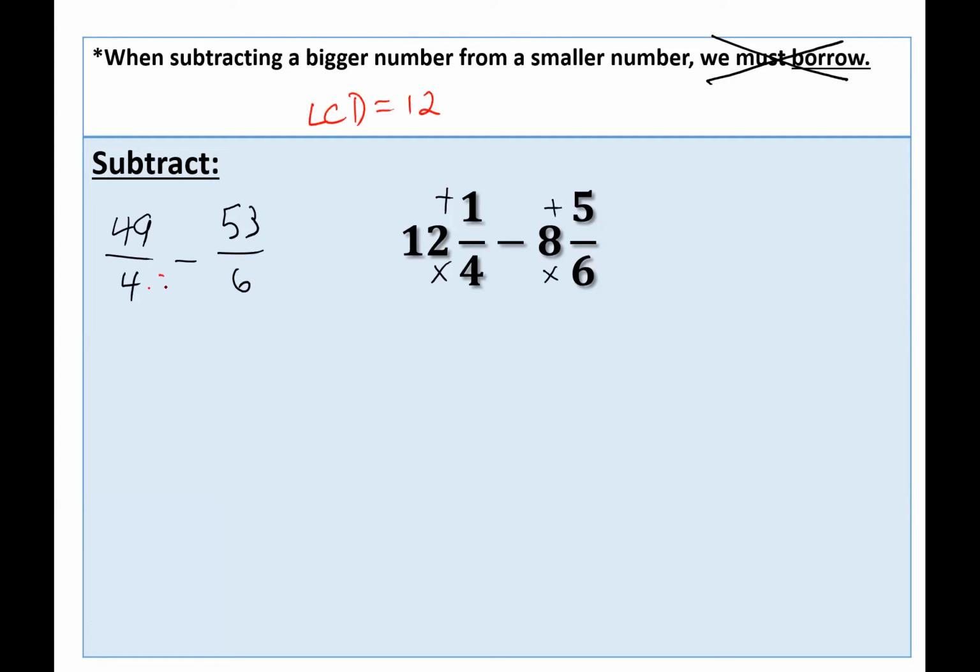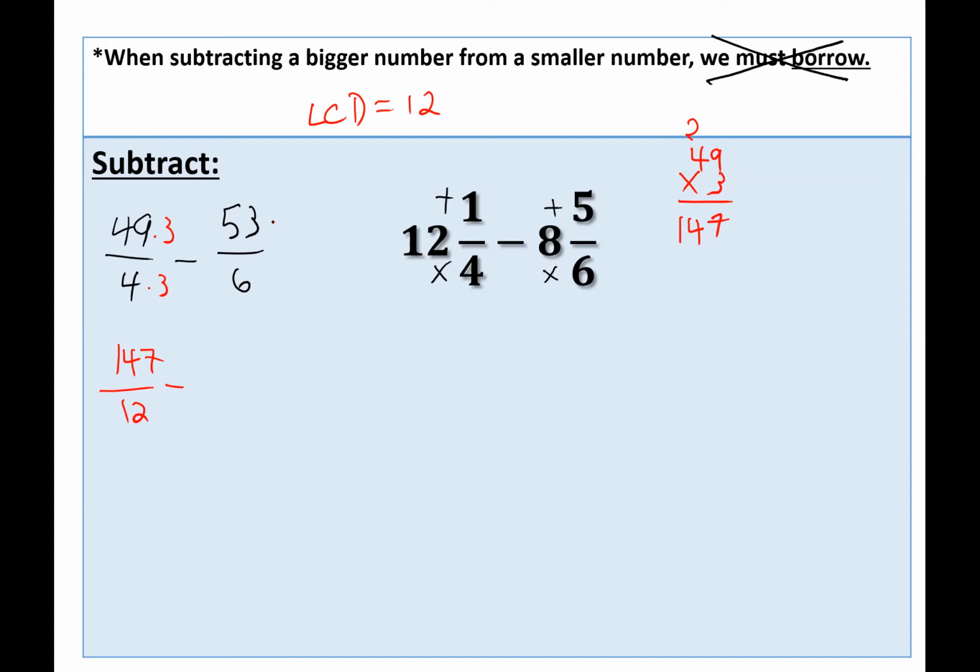And let's do that. Okay, so 4 times 3 is 12. 49 times 3 is something big that I have to write out. Okay, 9 times 3, 27, carry the 2. 4 times 3, 12, plus 2 is 14. So I'm getting 147 over 12 minus, now we'll do the second fraction, 53/6.